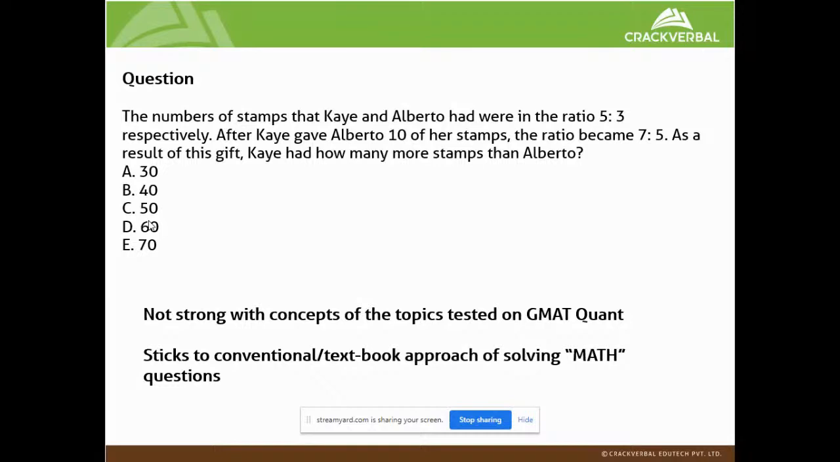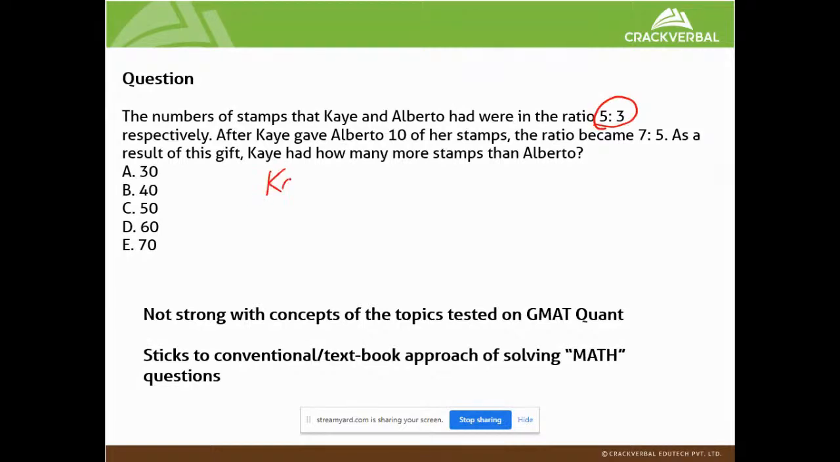Now, a lot of times, people who take up GMAT Quant tend to focus on the math part a lot, right? Forgetting the point that GMAT is also testing you on your reasoning skills, your logical skills, and that is where students fail to understand that the textbook approach of solving math questions is probably not the best approach in a quant question. Now, if you're wondering what I mean, you could have solved this question in a much quicker manner if you had taken values.